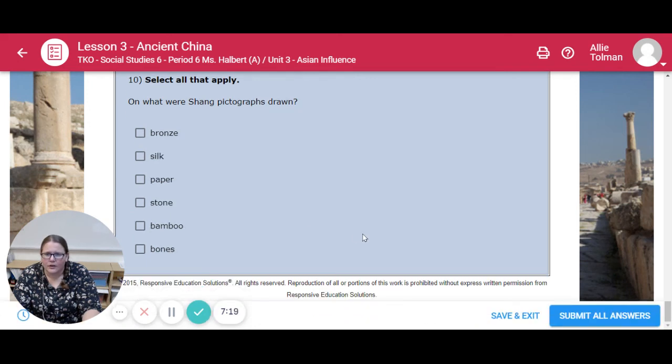So that is your lesson 3 in your unit 3. This is Asian influence, so this is ancient China.